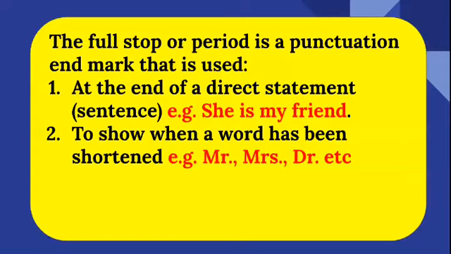2, to show when a word has been shortened. Example, first example: Mr. So we have M-R and there's the period. Mrs., M-R-S, and there's the period. And Dr., we have the D-R and also the period or full stop.